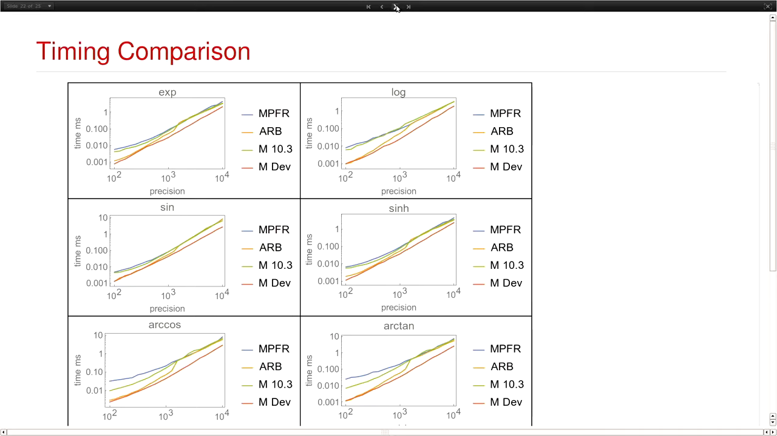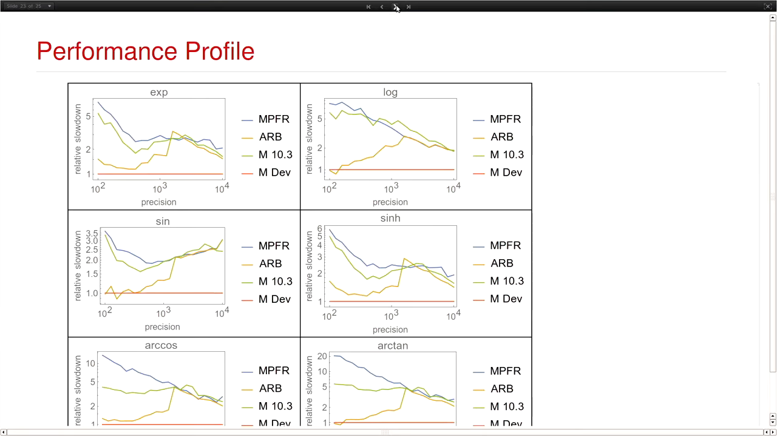This is on a logarithmic scale, so it kind of tends to compress the difference between the systems. So what I did was a performance profile too. So you can see this is how many times slower the other systems are for a bunch of different functions. And this is the Arb library, so we're kind of in the low precision range, maybe only 50% faster, a factor of 2, a factor of 3. We're about a factor of 5 or 6 faster than MPFR. And in this, the MPFR algorithm for Arctan isn't very good.